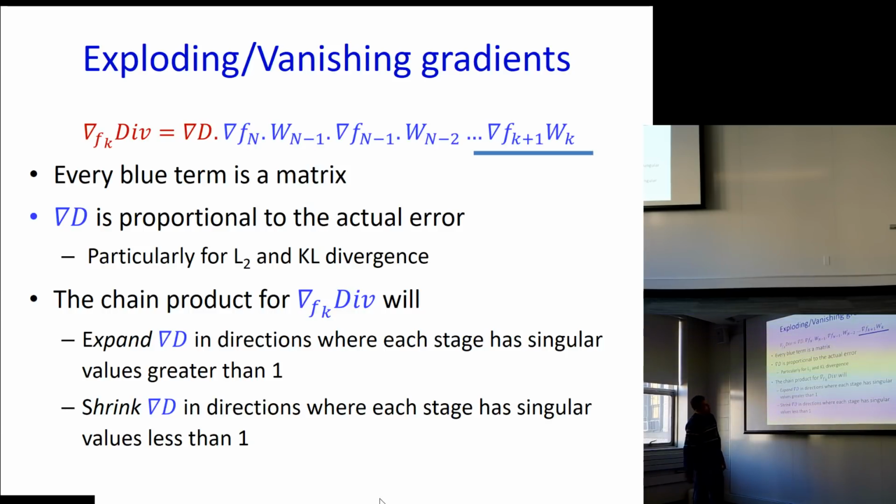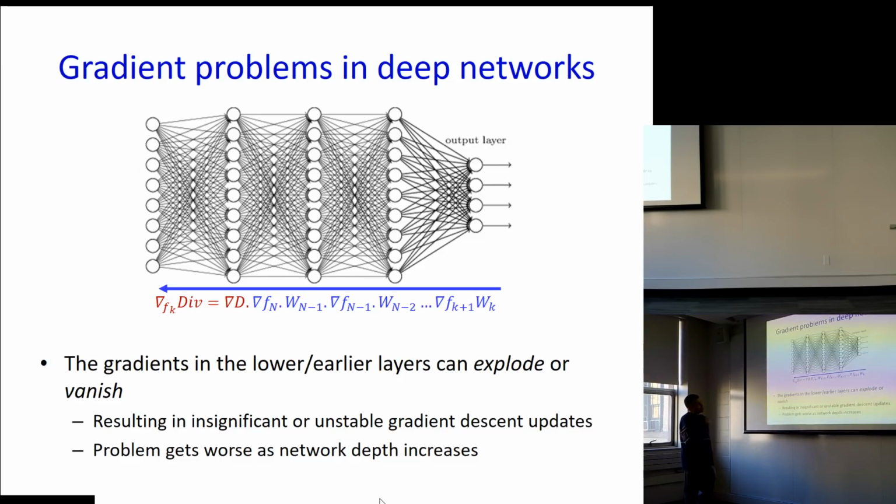The chain product for the divergence of the final loss function with respect to the output of any layer is going to expand in directions where each stage, which is indicated by the underlined block over there, has singular values greater than 1, and it's going to shrink in directions where it has singular values less than 1, right? I'm speaking of singular values rather than eigenvalues over here because we have different matrices multiplying these things. But now, what does this really mean?